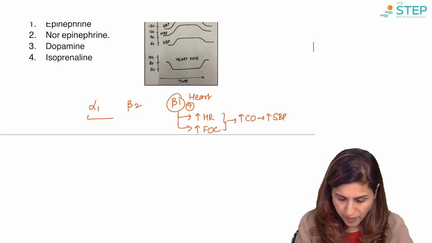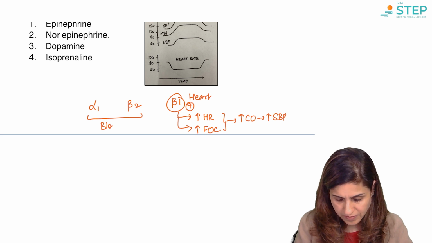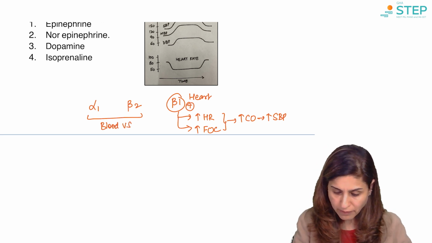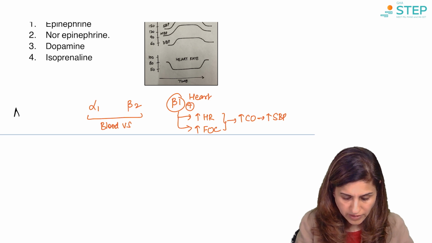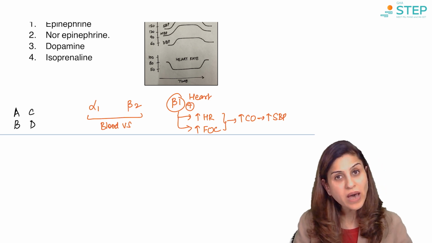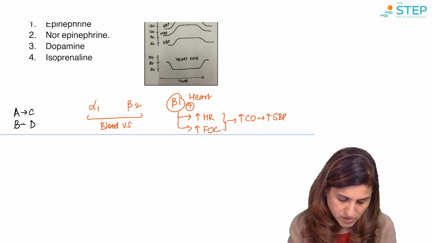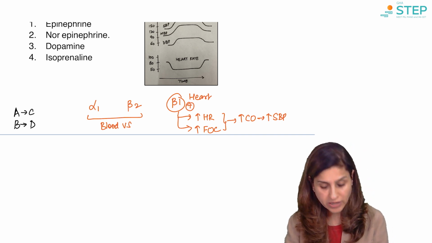Now these are present in the blood vessels and they have their effect. So to remember the effect, you remember this mnemonic A, B, C, D. So alpha receptors, when they are stimulated, cause vasoconstriction. Beta receptors, when they are stimulated, cause vasodilatation.